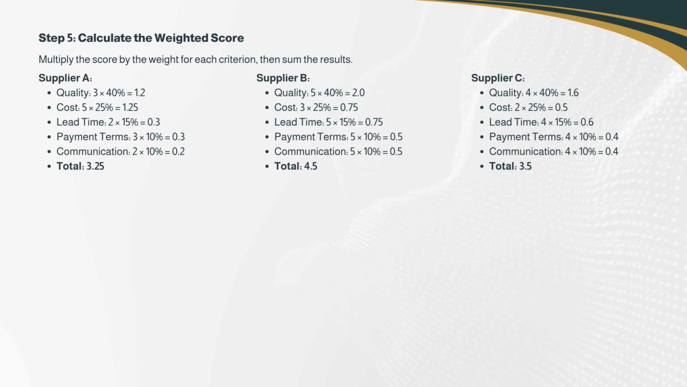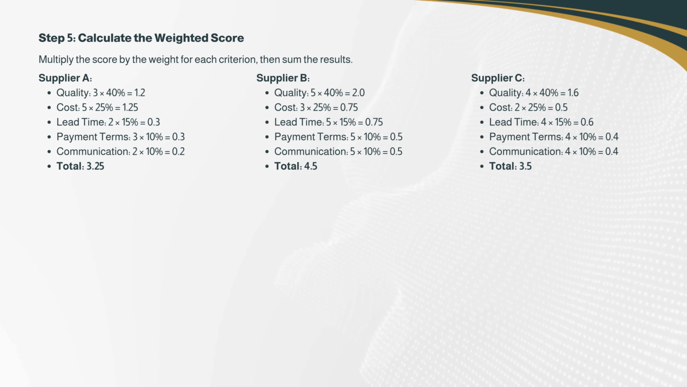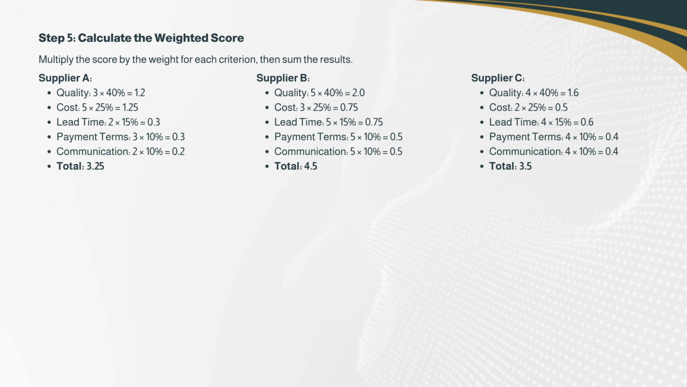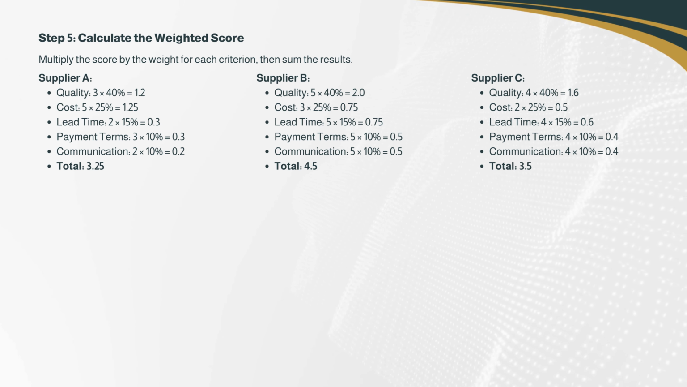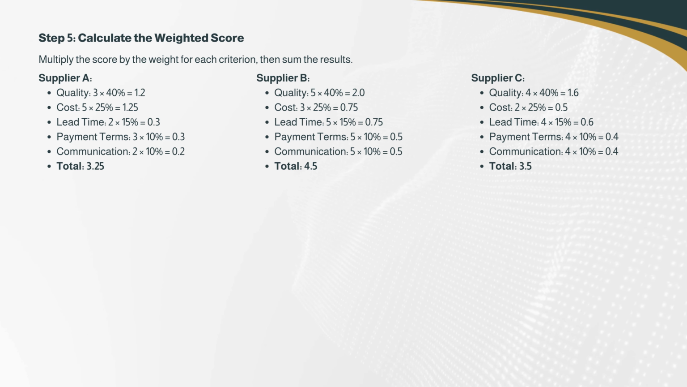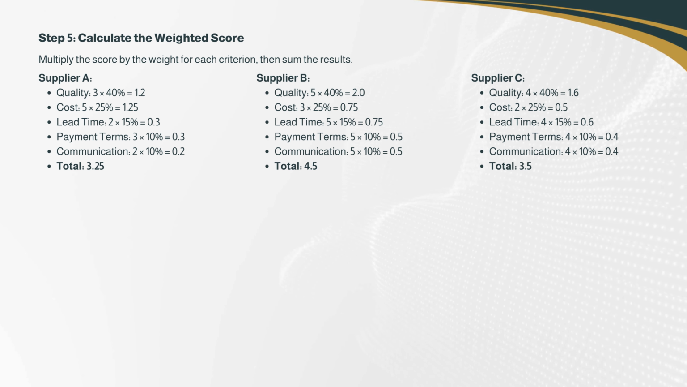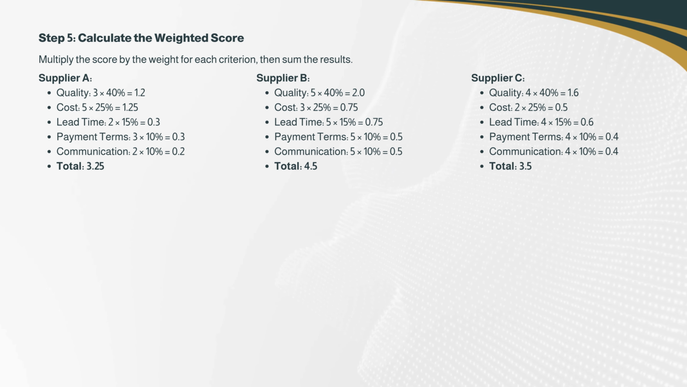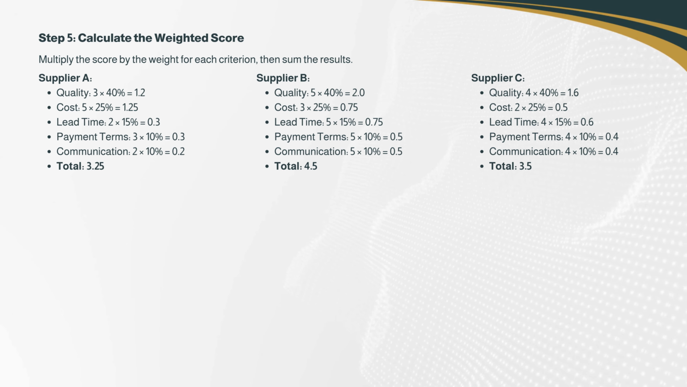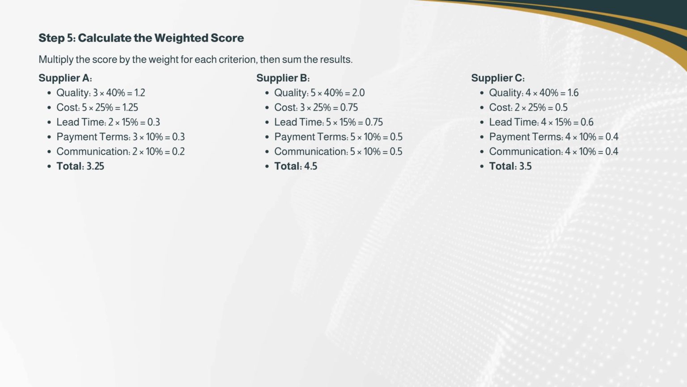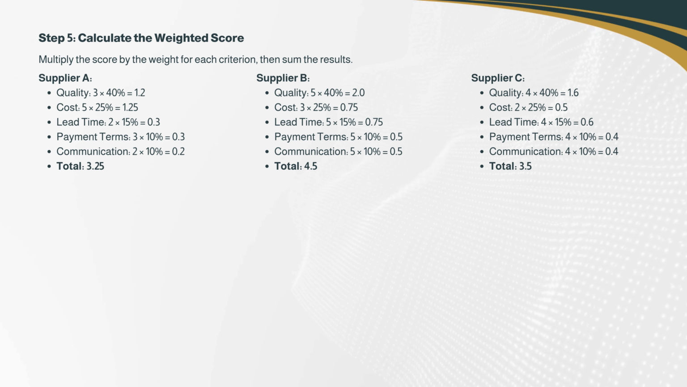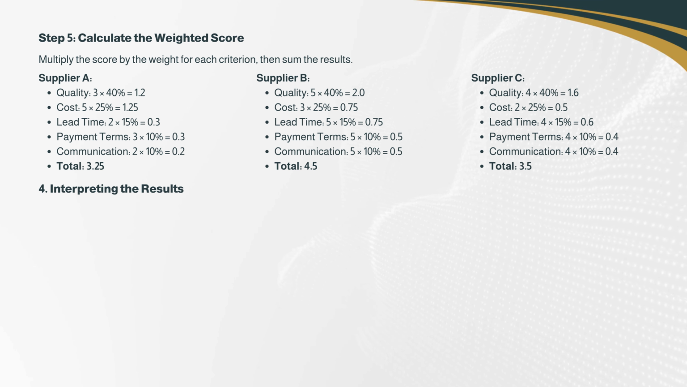Supplier C. Quality. 4 times 40% equals 1.6. Cost. 2 times 25% equals 0.5. Lead time. 4 times 15% equals 0.6. Payment terms. 4 times 10% equals 0.4. Communication. 4 times 10% equals 0.4. Total. 3.5.